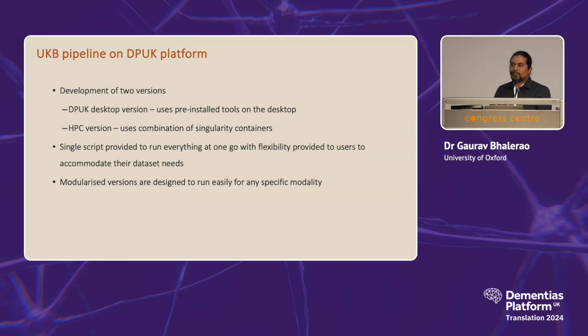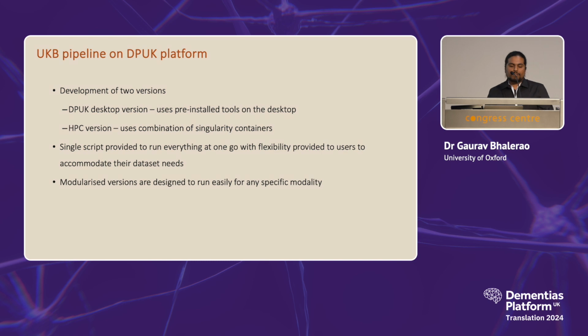One is the DPUK desktop version, which uses pre-installed tools on the desktop. And there is the HPC version, which uses a combination of singularity containers. This may look quite scary, but users of the platform do not have to worry about it because we have clubbed everything into a single script, and that single script calls all these adaptations. Users should be able to use it flexibly on their datasets and accommodate their dataset needs on the platform.